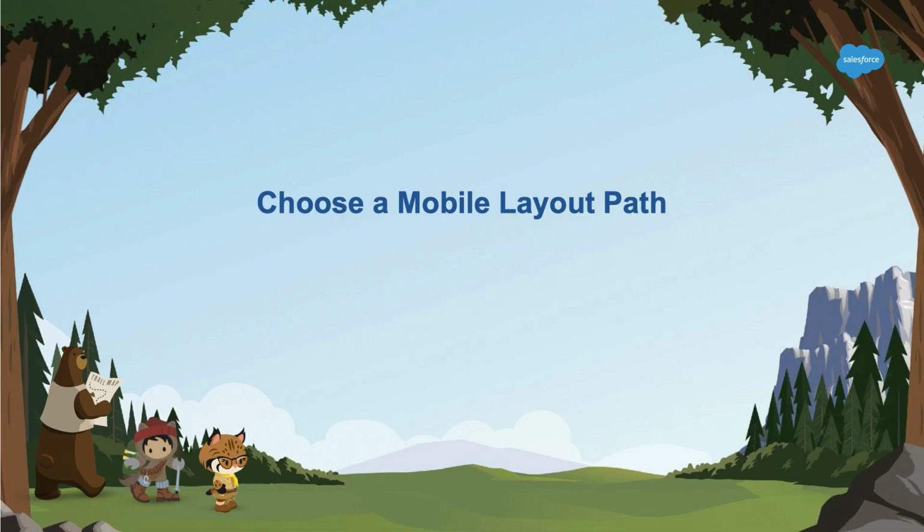Once you do this, you've collected all the data about what your users need. The next thing you need to do is choose a mobile layout path.